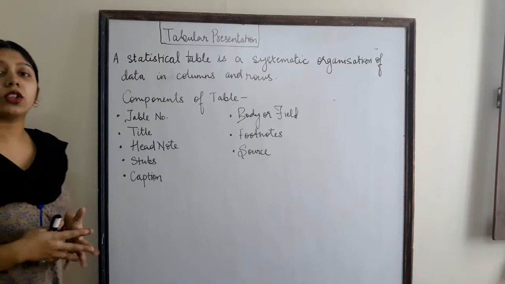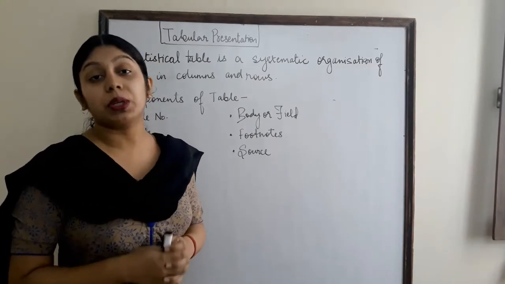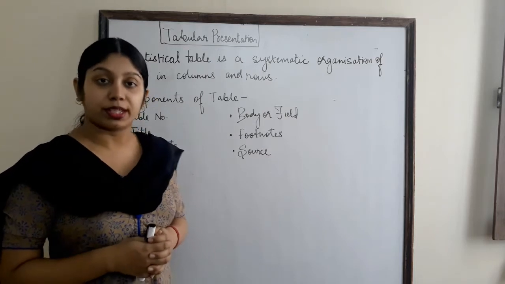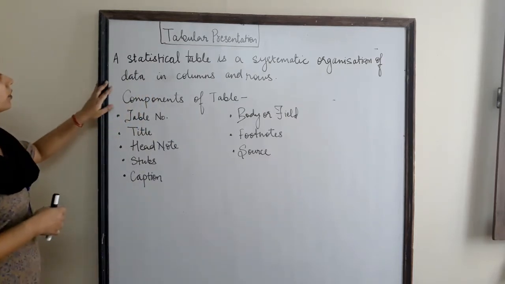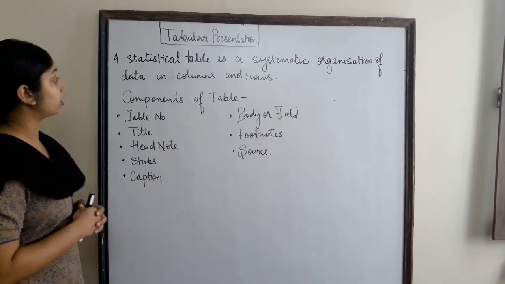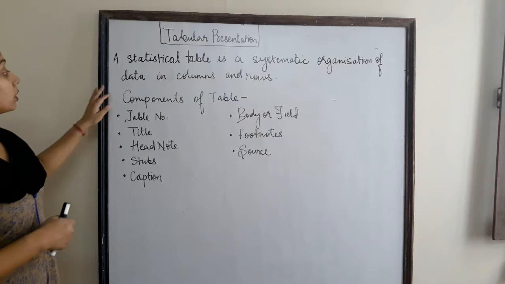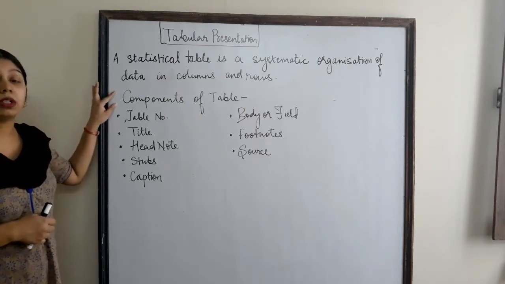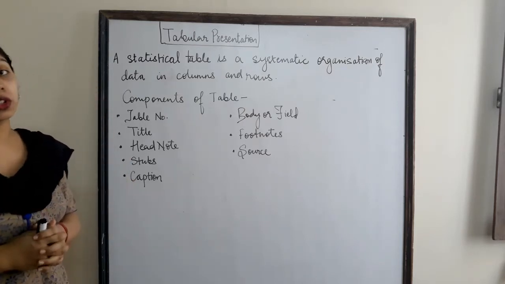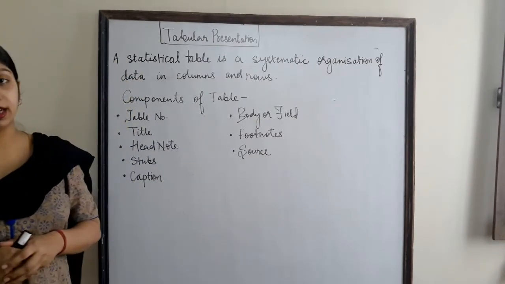Now what are the components of a table? Usually whenever we make a simple table, we have a column and a row, isn't it? So let us go through the definition. A statistical table is a systematic organization of data in columns and rows. Today we are going to discuss the components of a table, because the type of table we are going to discuss in this chapter is a bit different from what you have studied till now.